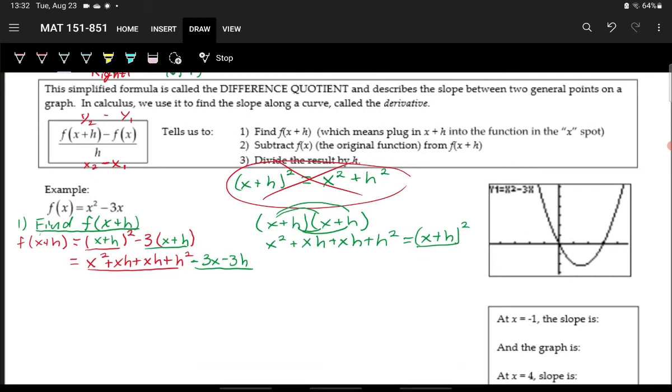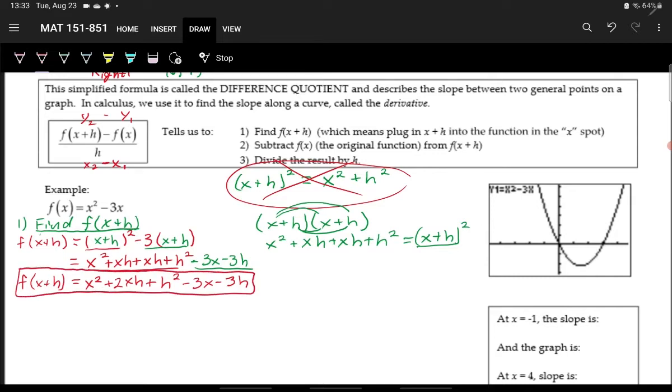If we look around at the different terms we have, we have an x squared term. There's no other x squared terms, so x squared stays the same. And then we have an xh term. There's another xh term, so there's two xh terms. And then we have an h squared term. There's no other ones, so we just leave that as is. And then we have an x term and an h term. There's no other x's or h's, so those just stay the same. We can't combine the xh with the 3x because the xh has the h along with it. The variables have to match up for them to be like terms. So at the end of the day, f of x plus h is this.